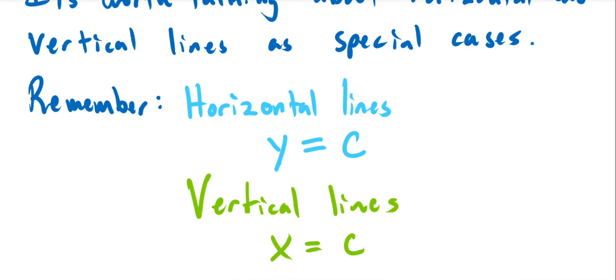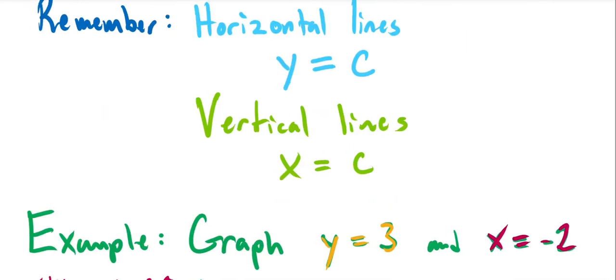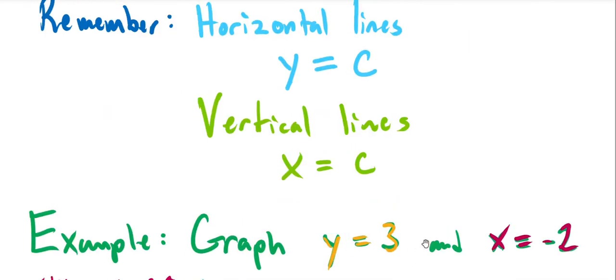So remember your equations for horizontal and vertical lines. Horizontal lines look like y equals a constant. So c would be a number in this case. It would still be the variable y, and it would be y equals some number. That's a horizontal line. A vertical line looks like x equals some number. So let's say we had y equals 3 and x equals -2. Let's graph those on the same plane.